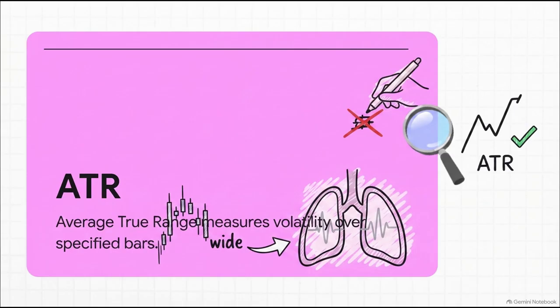Listen, market volatility is like a living, breathing thing. It constantly changes. So using a static, fixed point value for your stop loss is inherently, unnecessarily risky, which is exactly why we rely heavily on the average true range, or ATR.